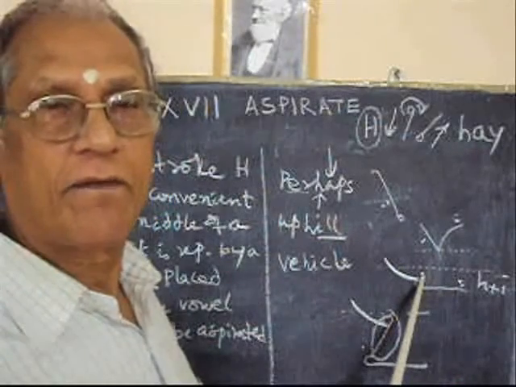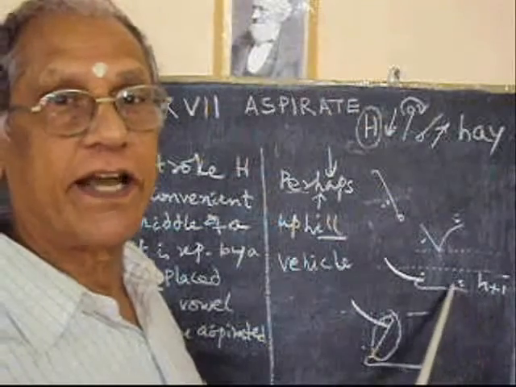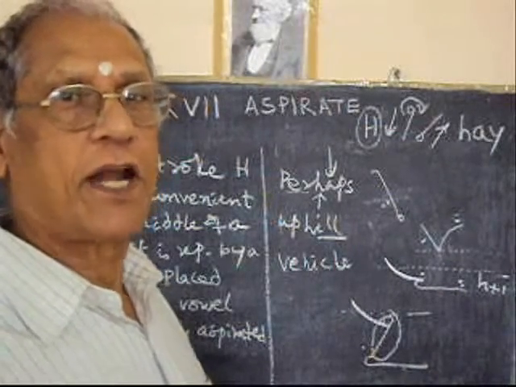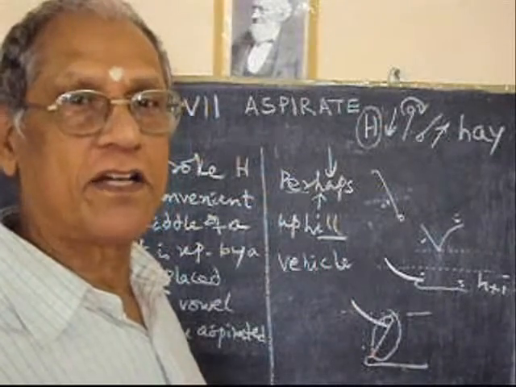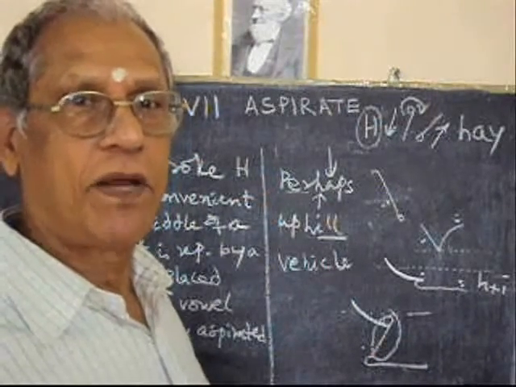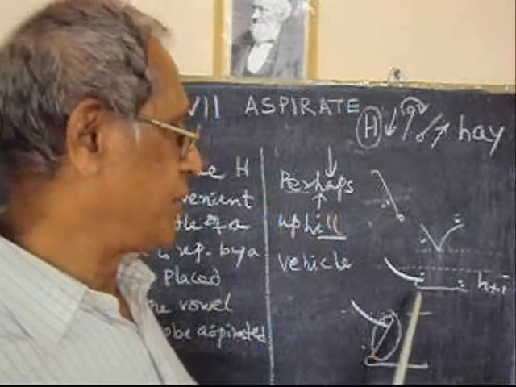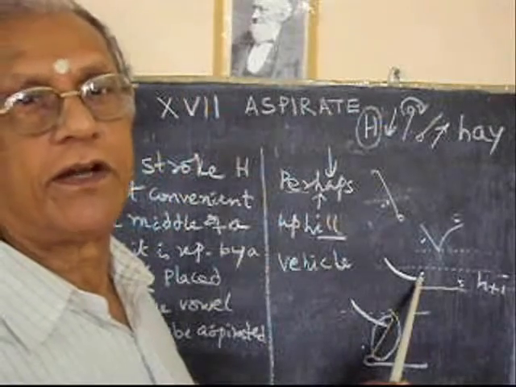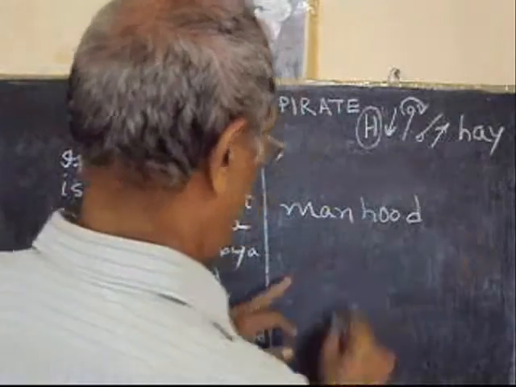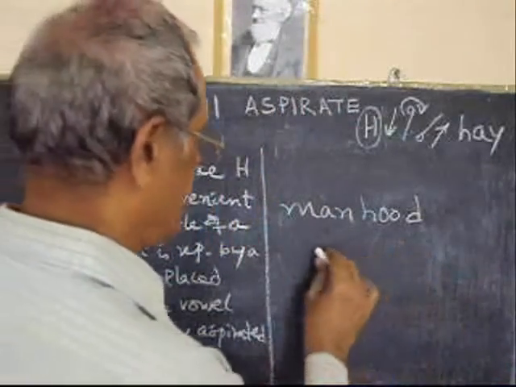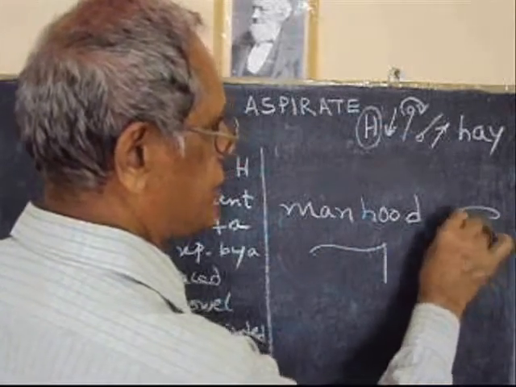This cannot be sent to before the second stroke at the end because the next one is not the stroke. It is an abbreviative form. Next consonant is an abbreviative form. The next consonant doesn't have a basic form, basic stroke. Therefore, that rule will not apply. Therefore, here itself you will have to put that E vowel, vehicle. And hood. Man is written in full, manhood. Man is written like this.